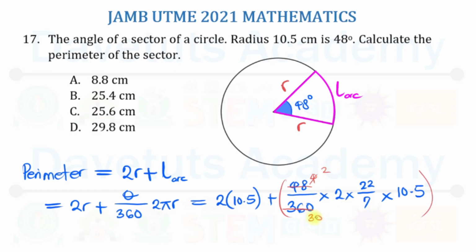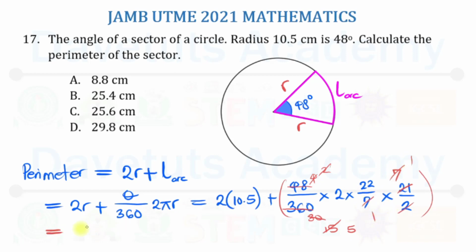2 can go here, 2 can go here, 15. 10.5 we can pick as 21 over 2, because I don't want to use my calculator. Let me just try and see what I can do. So these 2 can also cut these 2. 3 can go here, 5. 3 can go here, 7. Good. 7 here, 1. 7 here, 1.